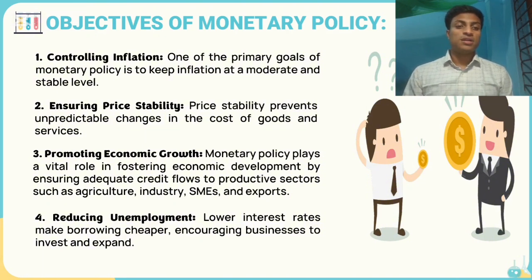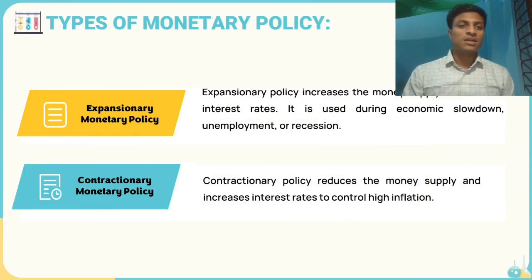Monetary policy plays a vital role in fostering economic development and ensuring adequate credit flow to productive sectors such as agriculture, industry, etc., reducing unemployment. Monetary policy helps to reduce unemployment and encourages businesses to invest and expand. Then, types of monetary policy. There are two types of monetary policy: expansionary monetary policy and contractionary monetary policy. Expansionary monetary policy increases the money supply and reduces the interest rate. Contractionary monetary policy reduces the money supply and increases the interest rate to control high inflation.